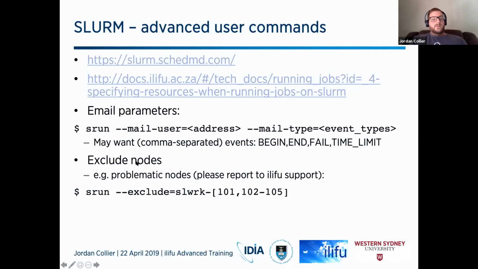And then there's also a way to exclude nodes with the syntax exclude equals and then the names of the nodes. So you can use the syntax SLWRK dash and then the number. In this case, you can do comma separated or even ranges. And this is where you have problematic nodes. For instance, if you know that there's a problem with the node, perhaps the file system isn't mounting or something like that. Obviously, we appreciate if you let us know that that's the case. But if for some reason we can't immediately attend to that and you need to run your job now, you can exclude that particular node by using this syntax.